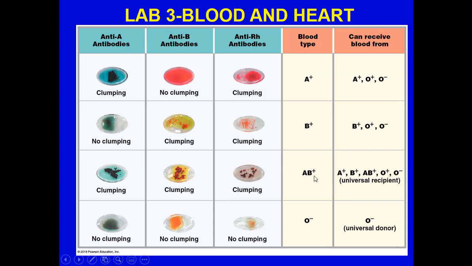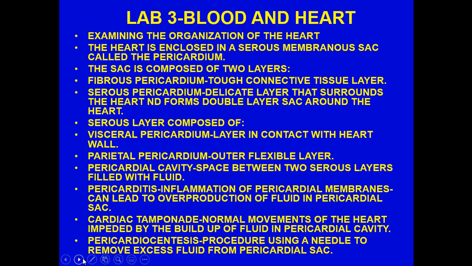Now, because this is also positive for Rh, you're going to get clumping on the Rh test as well. Now, what happens if I have O negative? As you can see here, no clumping, no clumping, no clumping. This tells you that it's not A antigen, not B antigen, and not Rh. So it's got to be O negative.